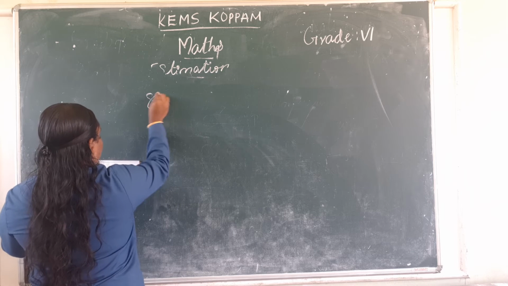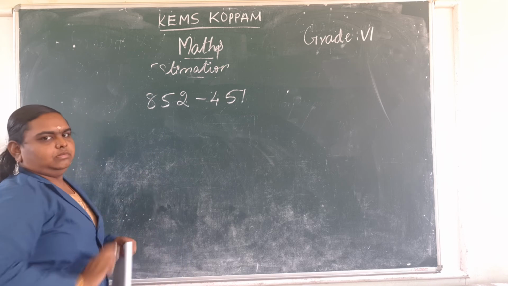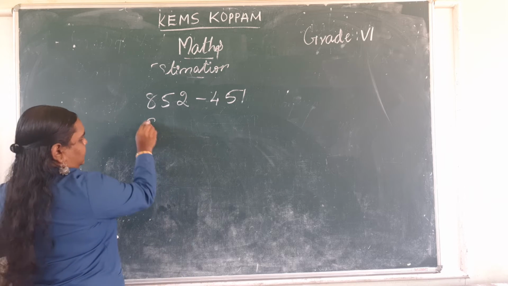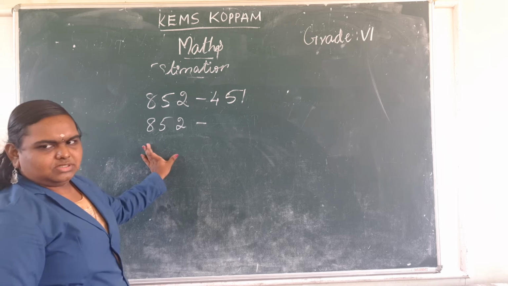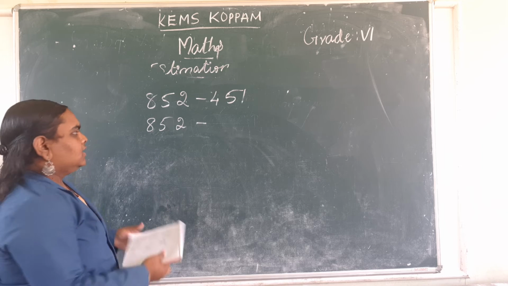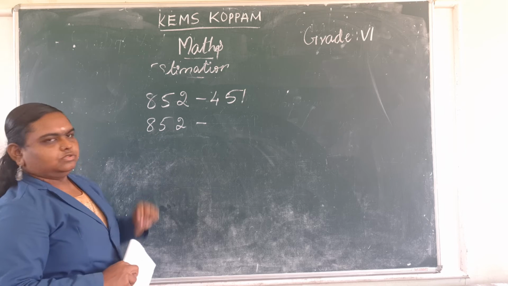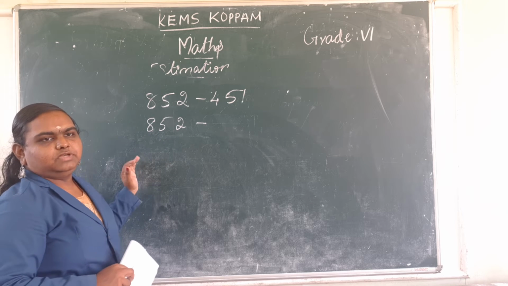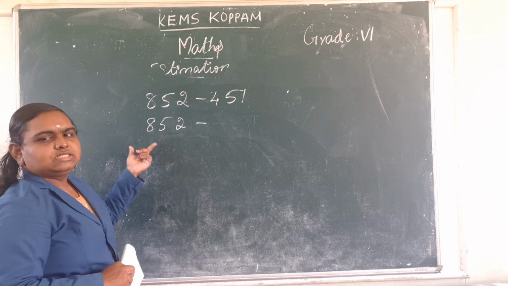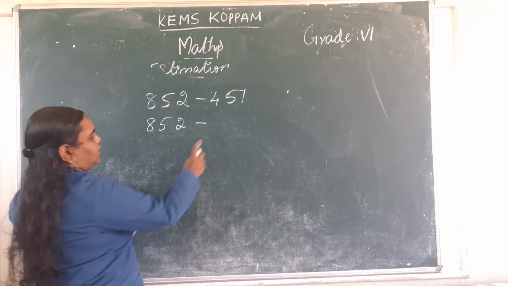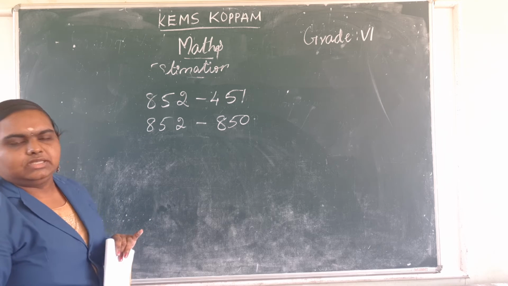Second question: 852 minus 451. This is a simple number. Let's take 852. This is a three-digit number, so we can take for hundreds itself, or otherwise we can take tens. The last two numbers, 52, is in between 50 and 60. 52 is the nearest to 50, so I am writing 850.